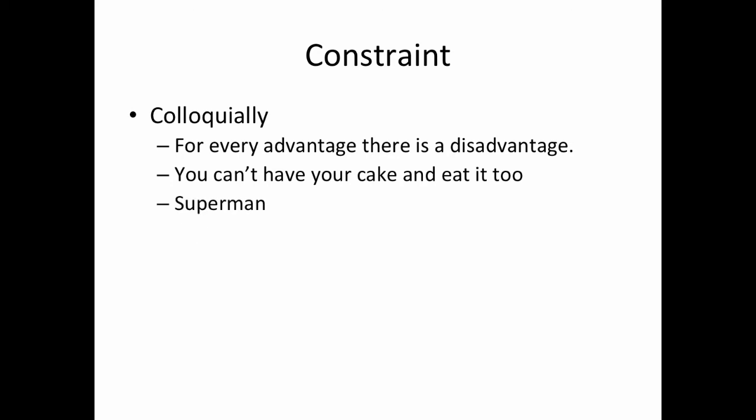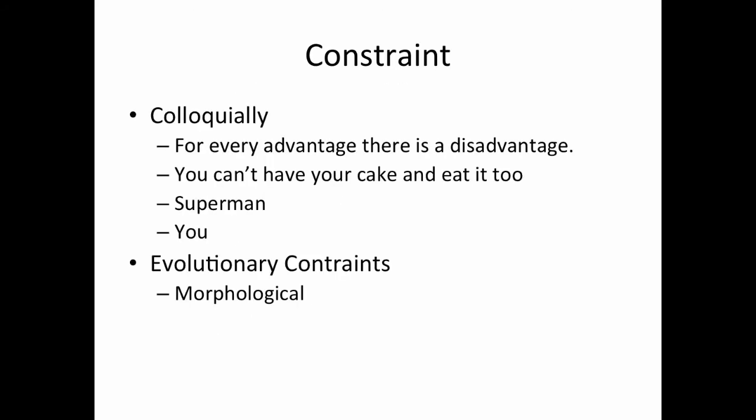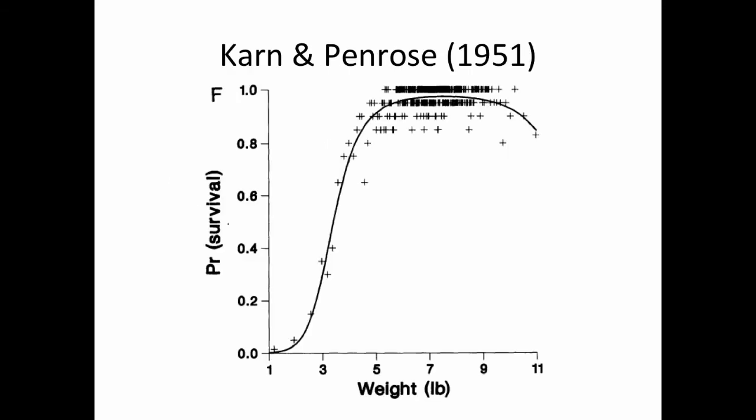So we talked about these constraints earlier, and I'll just provide you some examples. One of the morphological examples, and this is from some human data, is the Karn-Penrose data from 1951. This is the probability of survival versus the birth weight of babies. And preemies, premature babies, don't survive very well, mainly because they're premature. They haven't undergone their full development and they're not ready to be born yet. But then there's also this morphological constraint up here at the top, where if you're too big, you would survive just fine if only you could fit through the birth canal of your mother. And so this is once again an example of balancing or stabilizing selection on birth weight in humans because of a developmental constraint on this side and a morphological constraint on this side.